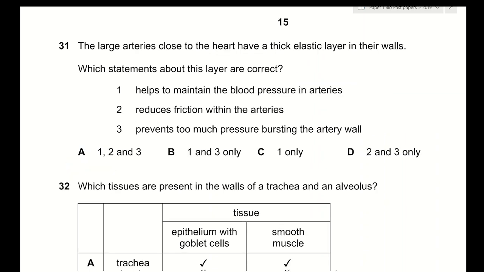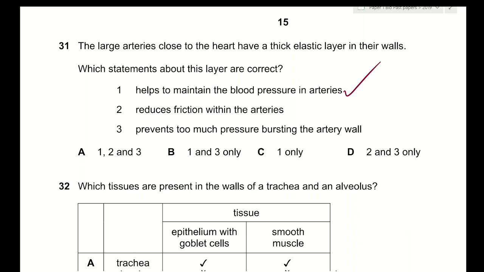going to be D. Question number 31, the large arteries close to the heart have a thick elastic layer in their walls. Which statements about this layer are correct? So here we're talking about elastic arteries. Now let's see the suggestions that we have here. 1, helps to maintain the blood pressure in arteries. So yes, this is correct because elastic fibers are able to stretch and recoil. So if the pressure is too high, they are able to stretch to lower the pressure, and if the pressure is too low, they are able to recoil to increase the pressure.